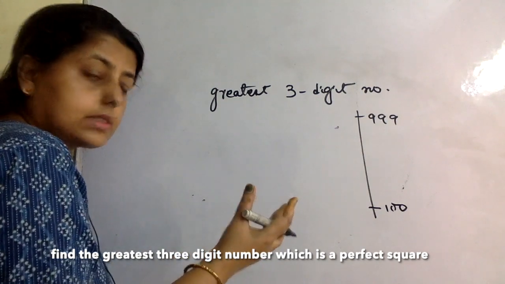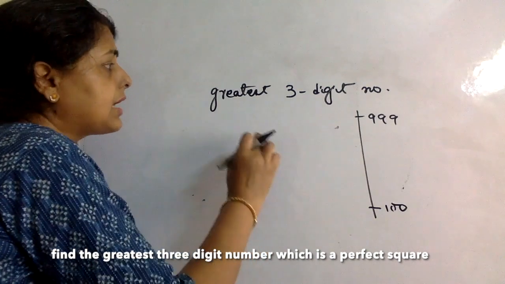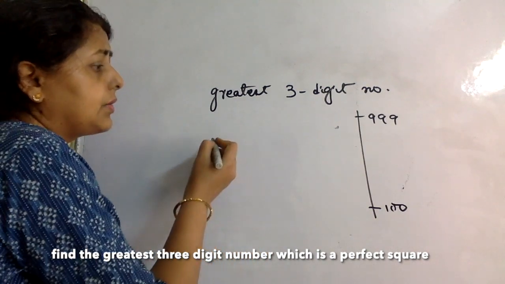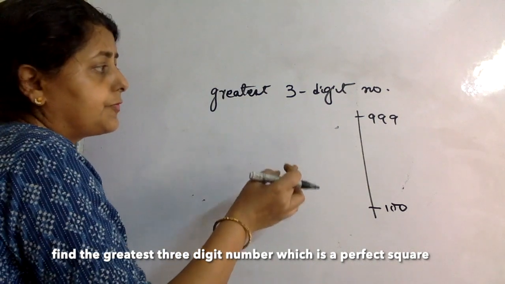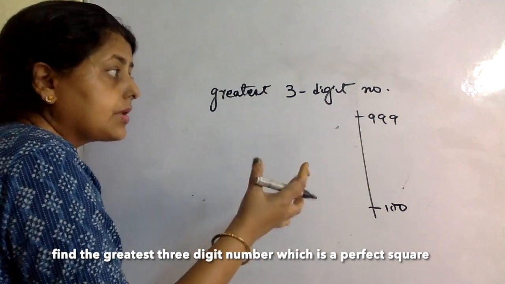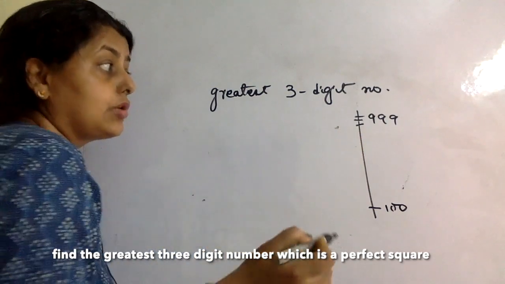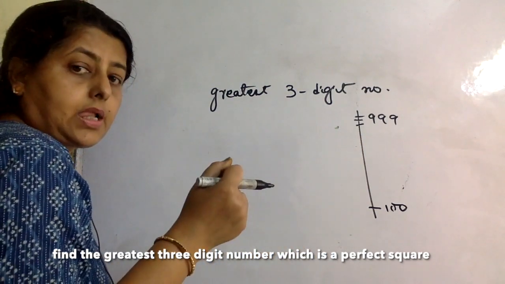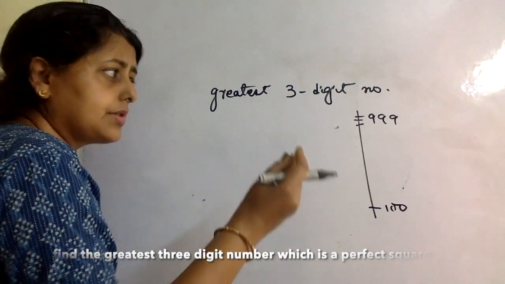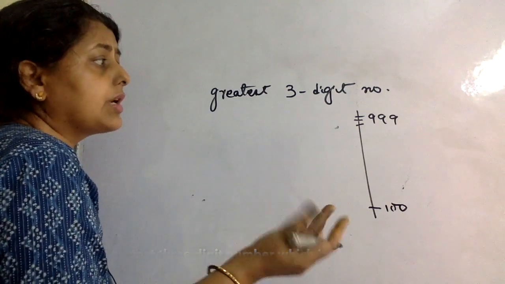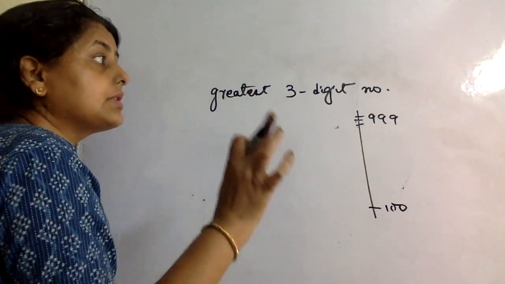Now if we are going to find the greatest 3-digit perfect square, remember it will be somewhere below 999. We don't know exactly where. Will it be 998? Will it be 800-something? Or will it be 901? But it is definitely going to be less than 999, because they are asking for the greatest 3-digit number which is a perfect square.